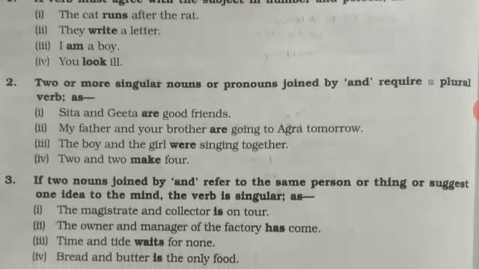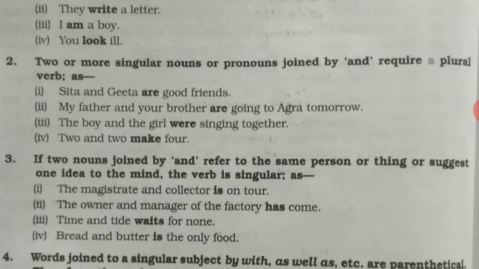My father and your brother are going to Agra tomorrow, right? The boy and the girl were singing together. 2 and 2 make 4. Clear?